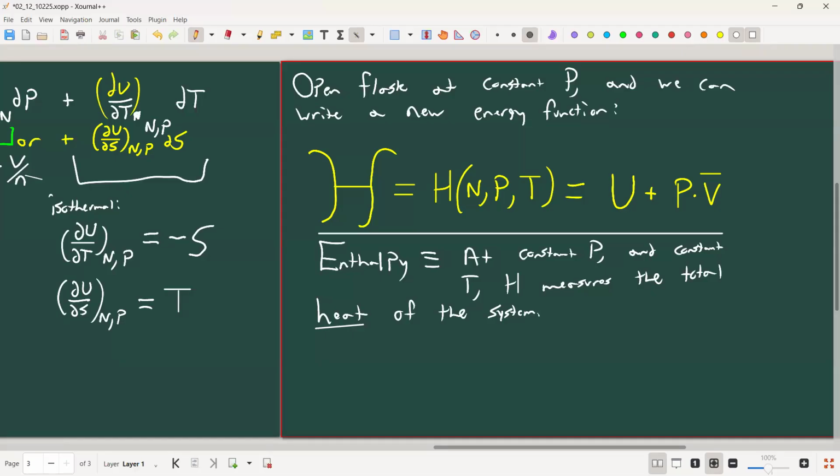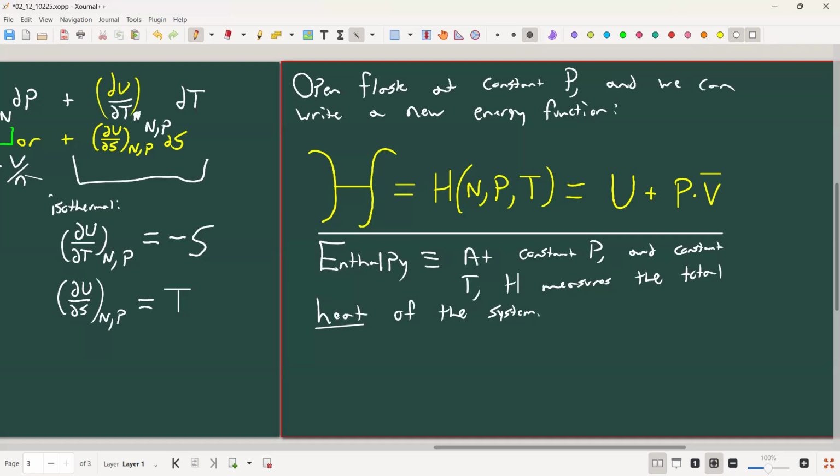So again, the idea is I'm taking the total energy of my flask and I'm subtracting off the PV. There's a negative sign, so that's why it's a plus. It's a negative on the other side. Well, U is equal to minus PV. So U plus PV would be 0. We have a plus.